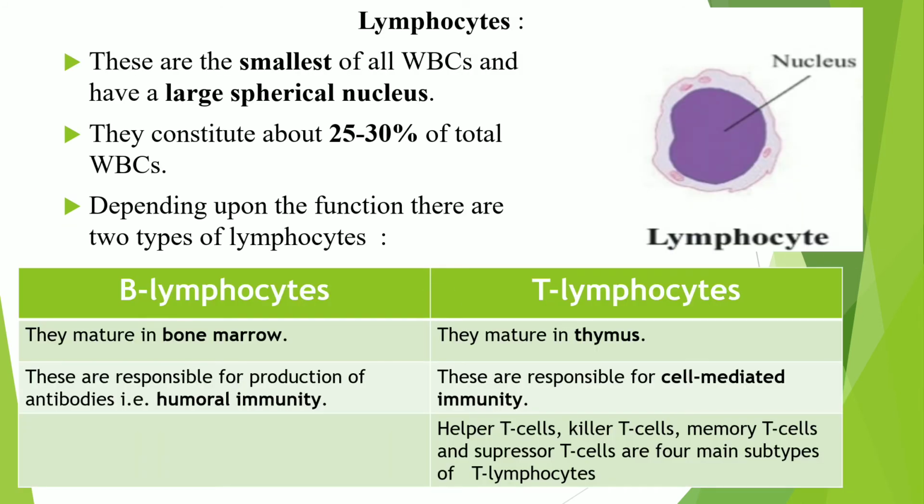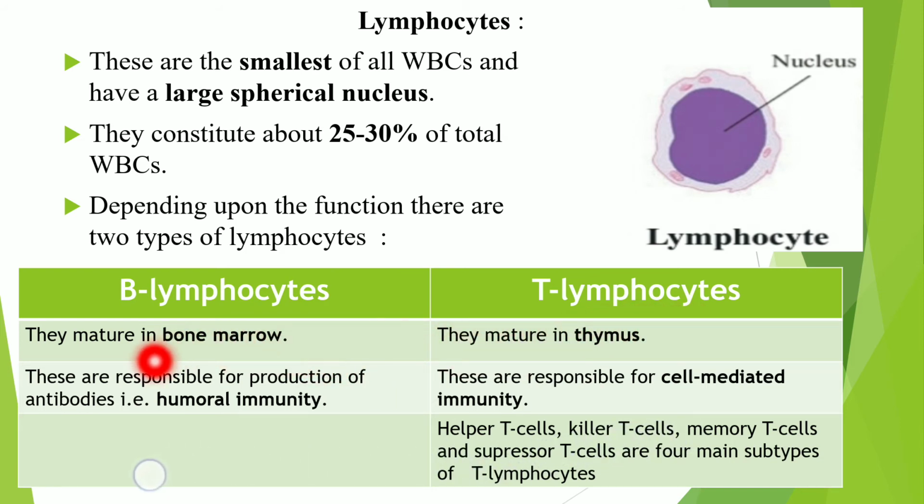So first of all, see lymphocytes. These lymphocytes are the smallest of all WBCs and they have a large spherical nucleus in their cytoplasm. They constitute about 25 to 30% of total WBC. Depending upon the function, there are two types of lymphocytes. One is B lymphocytes and another is T lymphocytes. So see some differential points between B lymphocytes and T lymphocytes.